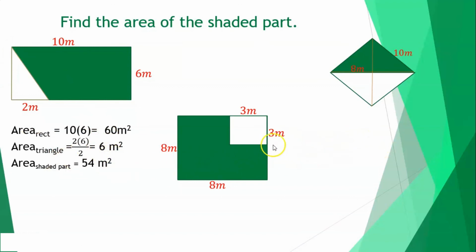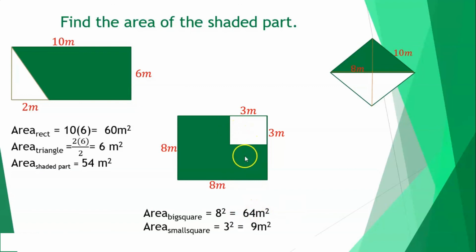squared. Okay, another. Now for this figure, we have here a big square in which the side is 8, so the square area to that would be 64 meters squared. And the area of the smaller square would be 9 meters squared. So area of the shaded part would be 64 minus 9, or that is 55 meters squared.